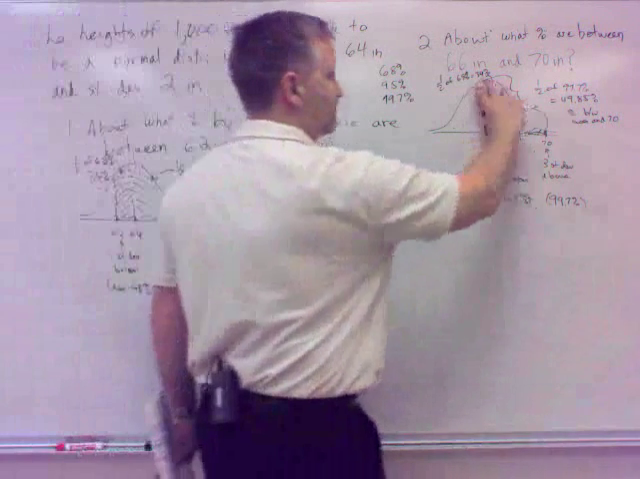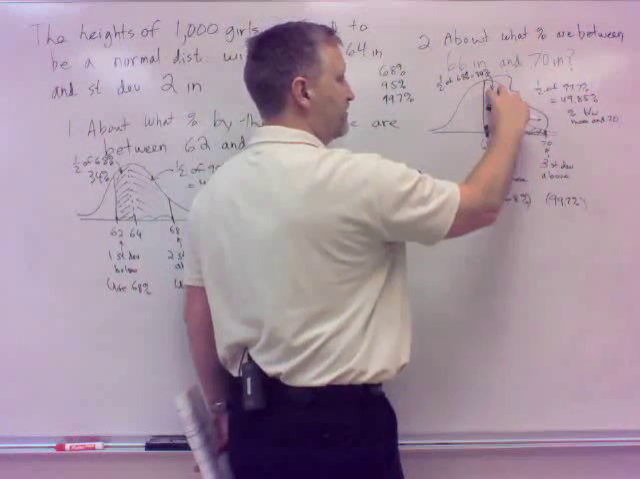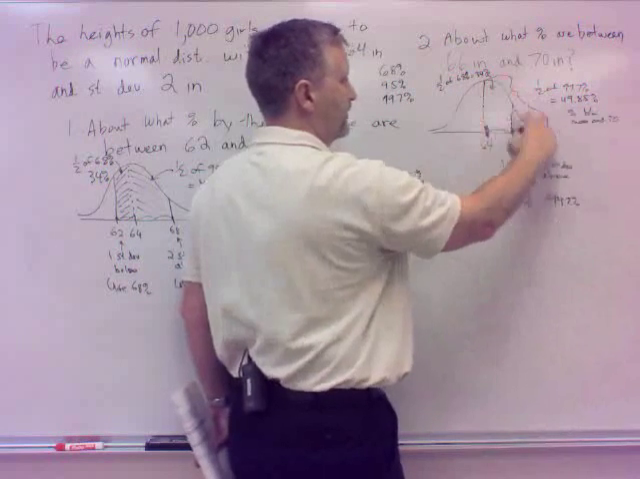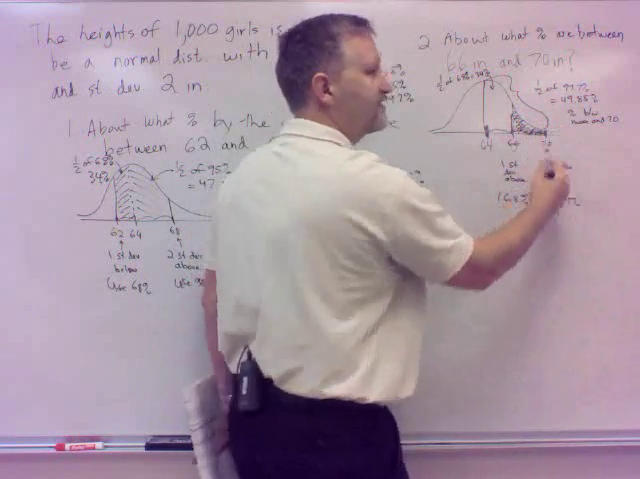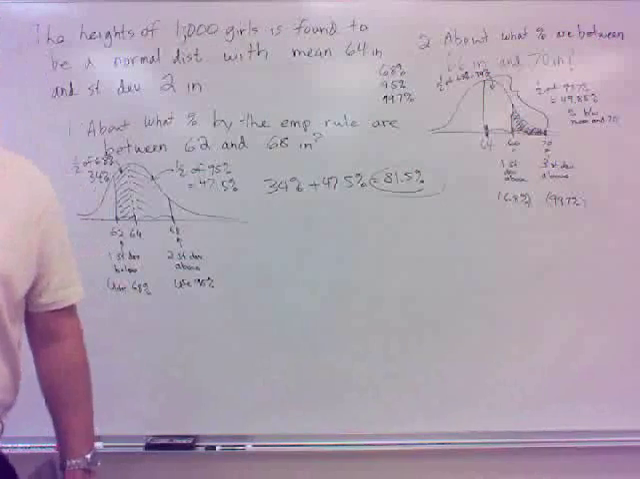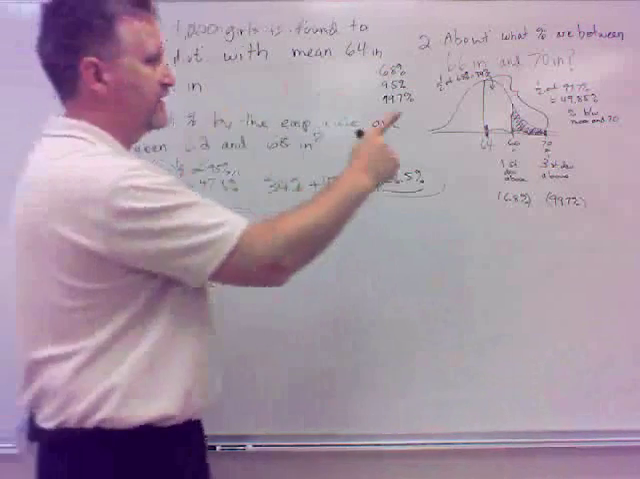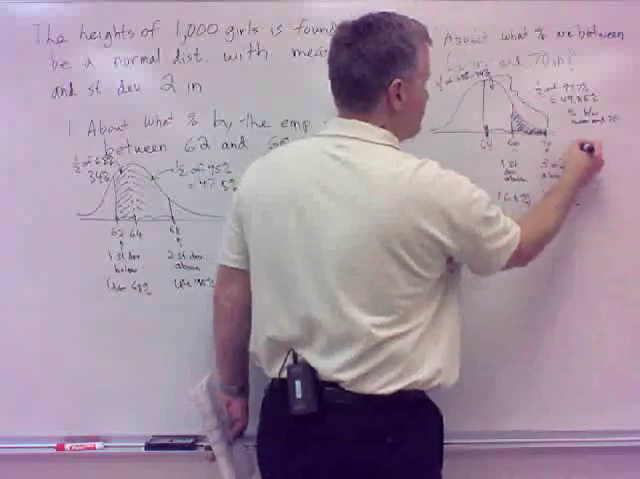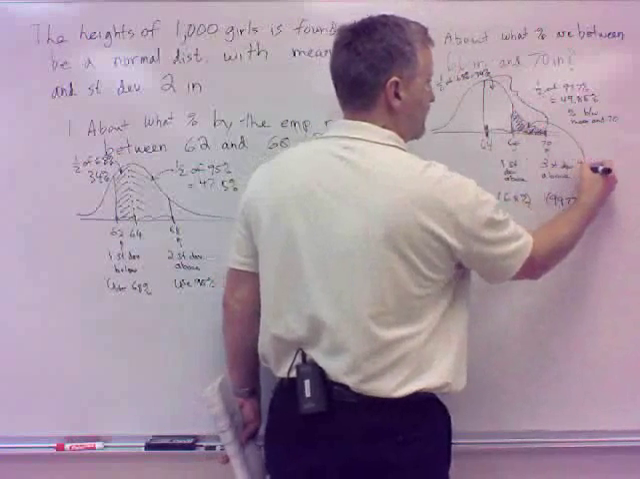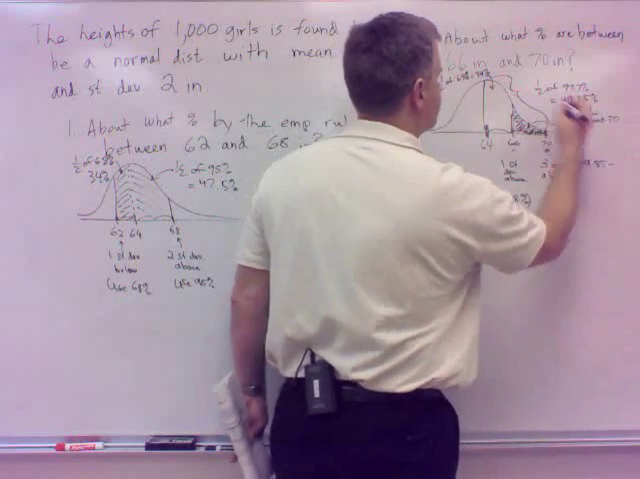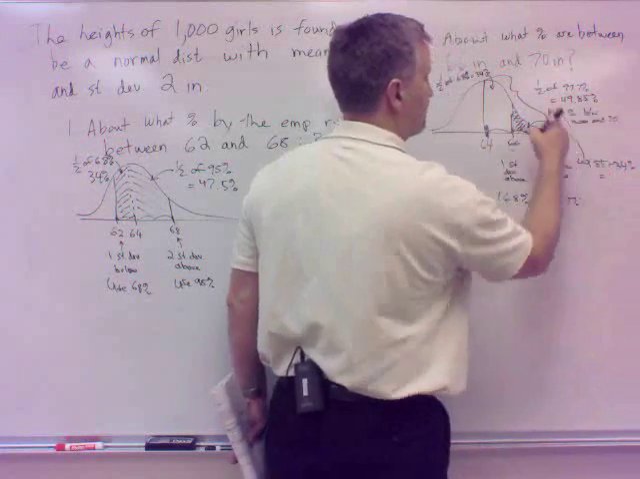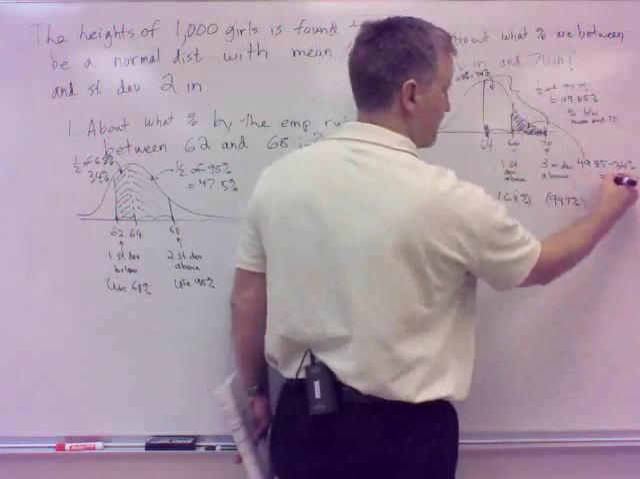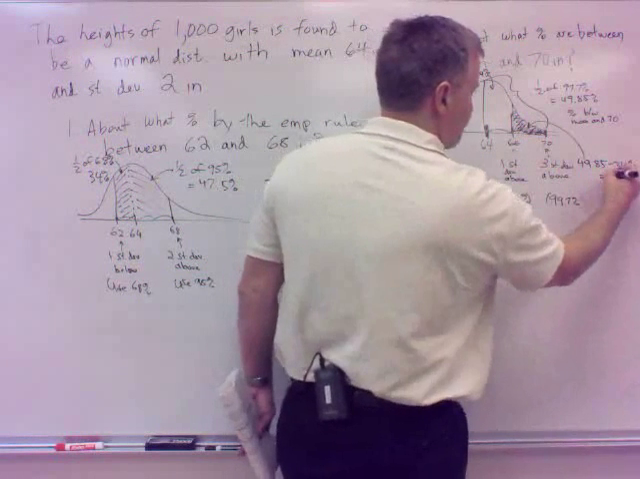So neither of those pieces is what I need. This is 34%. This whole chunk here is 49.85. Do you see how I'm going to get that? Subtract. I'm going to subtract those two. I'm going to subtract to get this amount right here. I'm going to do 49.85 minus 34. That's going to give me my answer to my question. That's 15.85.